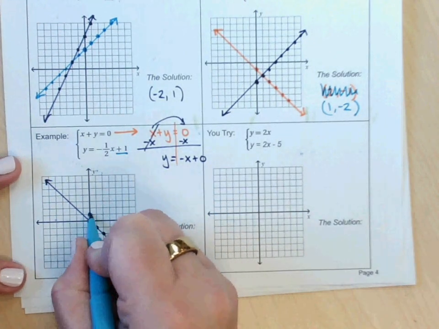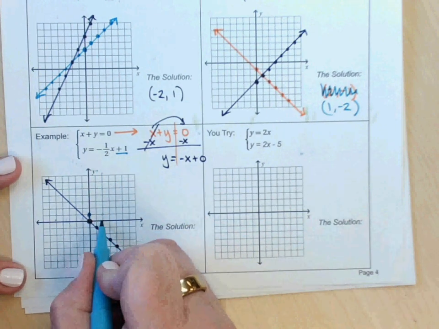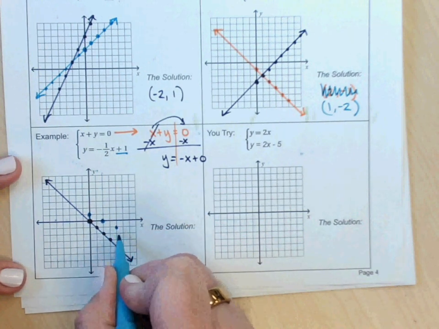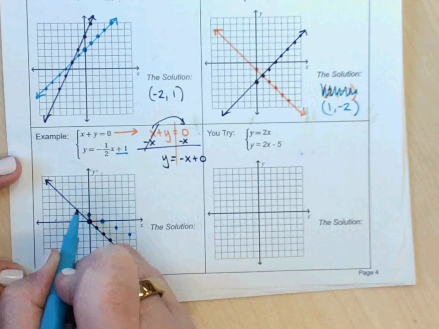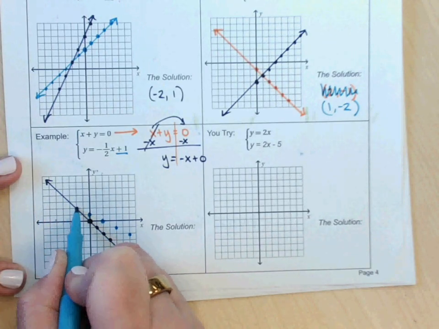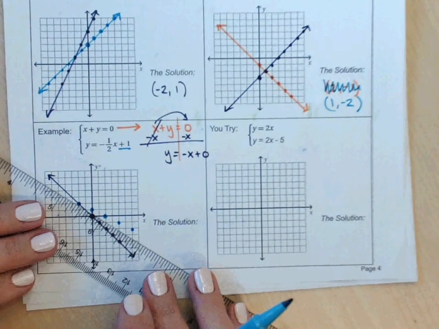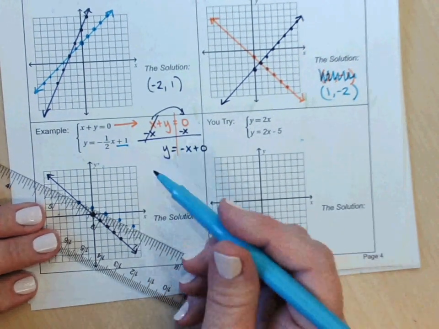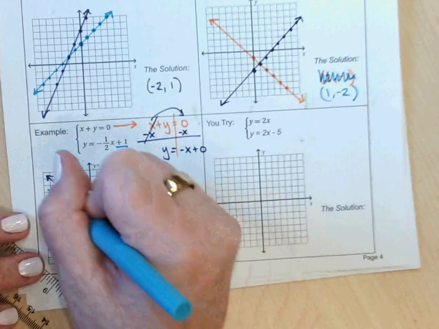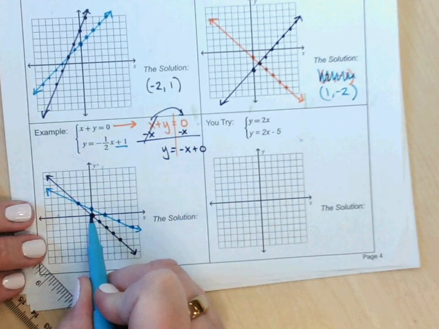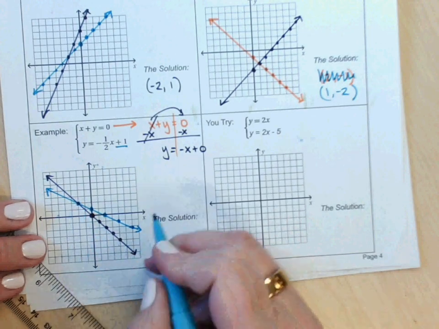Y-intercept is +1. My slope is down 1 over 2, down 1 over 2. And if I continue this pattern, this linear pattern in the opposite direction, I can see that my intersection is right there. And my solution is -2, +2.